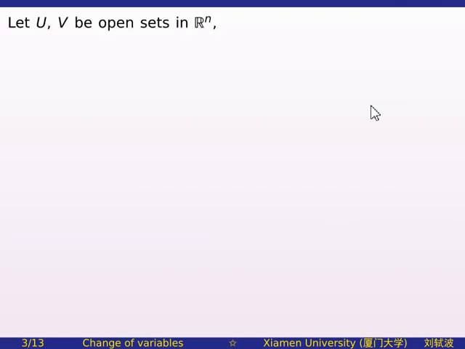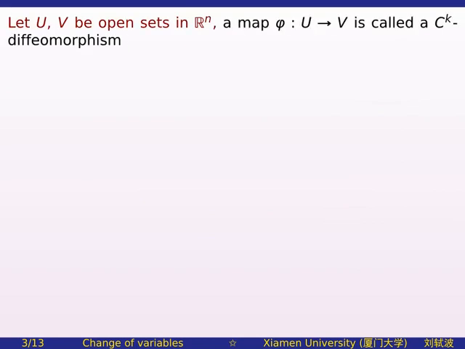Suppose U and V are open sets in Rn, and a map from U to V is called a C^k diffeomorphism. This is a concept we introduced previously, so we record it. What is a diffeomorphism? This map is called a diffeomorphism if it is bijective, that is, it is 1-to-1 and onto.